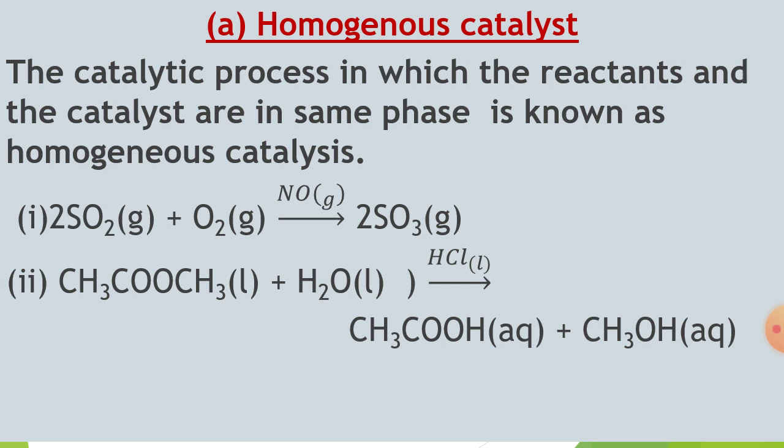2SO2 in the form of gas when reacted with O2 in the form of gas in the presence of NO, that is nitric oxide, which is also in the form of gas, leads to the formation of 2SO3. So here you have to look only at the reactants and catalyst. Here the reactants are SO2 plus O2 and the catalyst is NO. Both are in gas form. That's why they belong to homogeneous catalysis. SO2 when reacted with O2 produces 2SO3. This is basically the lead chamber process for formation of sulfuric acid.